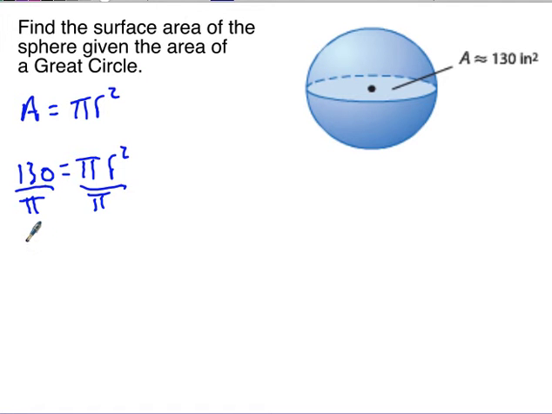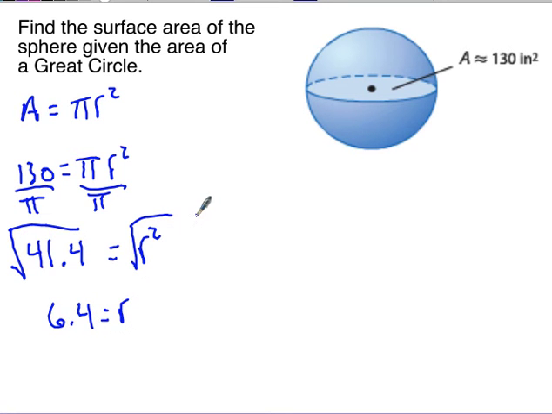41.38. 130 divided by pi is 41.4. So 41.4 equals r squared, so take the square root. 6.4 is the radius.